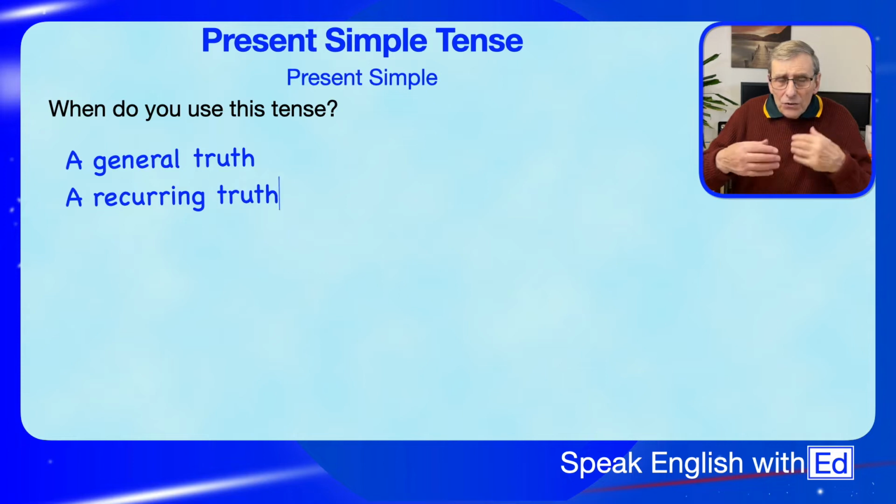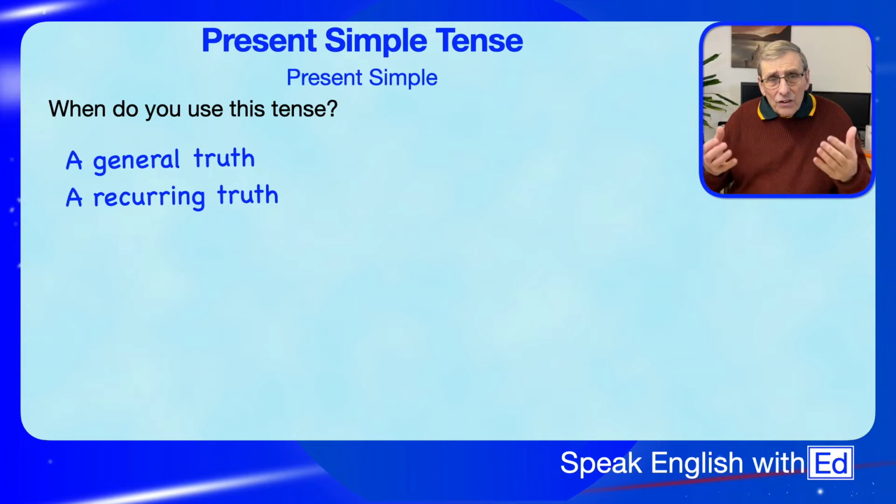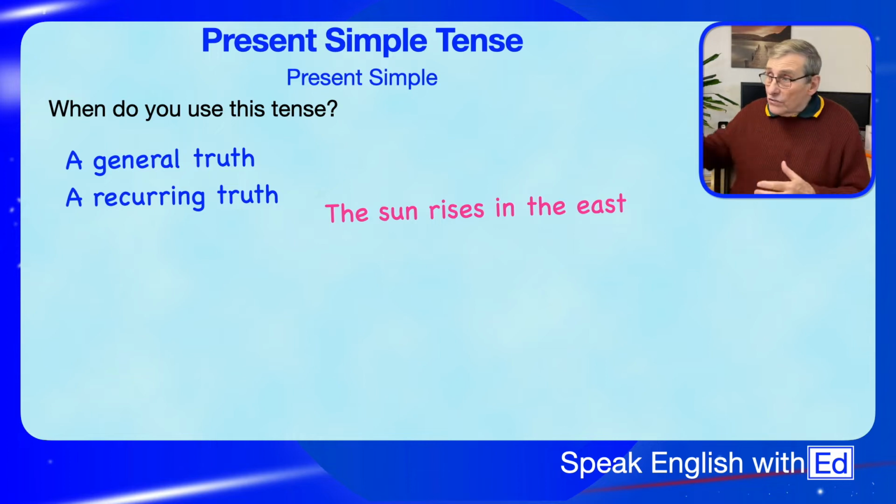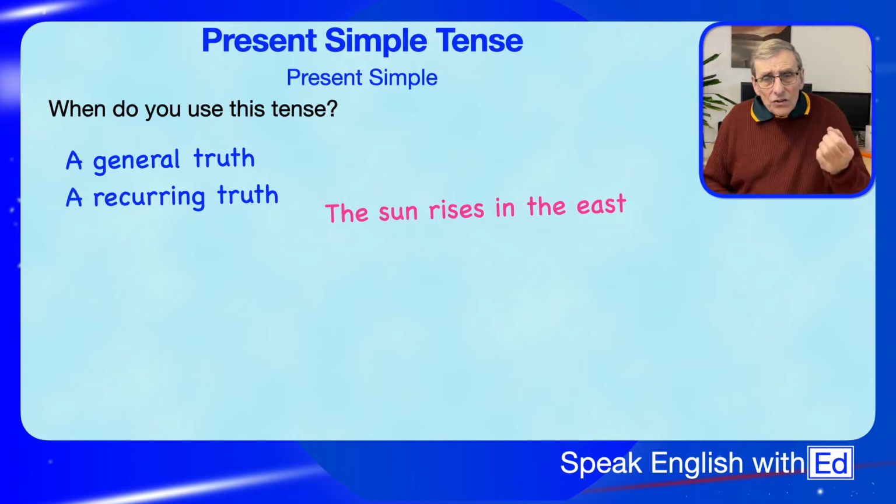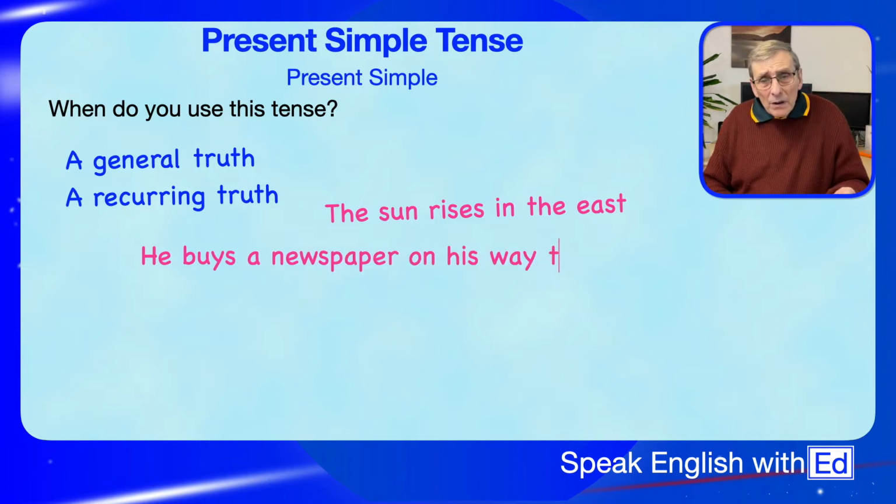We also use it for a recurring truth, something that happens and then it'll happen again and then it'll happen again. That's recurring. It happens now and then again and again. It keeps on happening. An example here is that the sun rises in the east. Every morning the sun rises in the east. It's over there, east. The sun rises, and it will rise tomorrow, and it will rise there again the day after, and it'll recur every time, all the time. In the east, it will do it every day. So it's a recurring truth. The sun rises in the east. He buys a newspaper on his way to work.